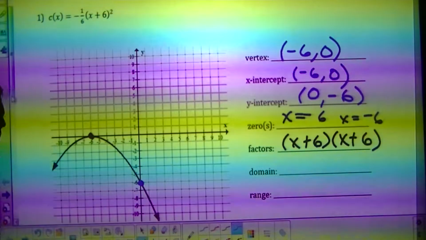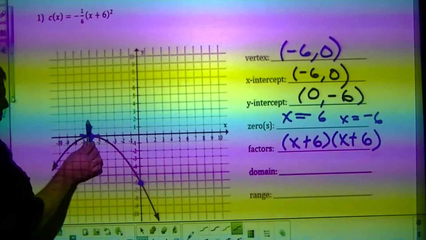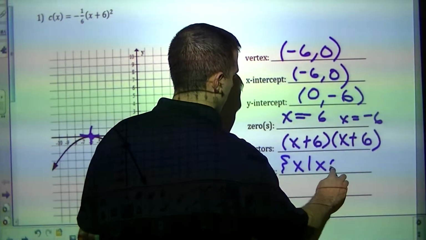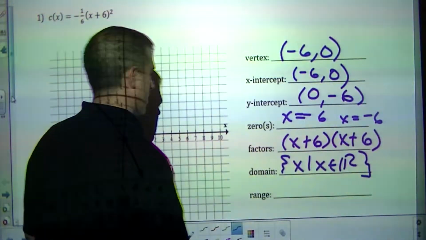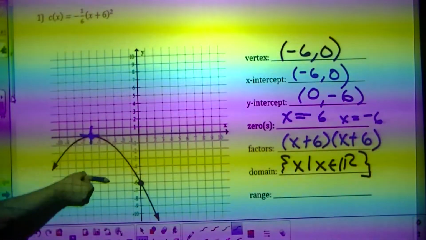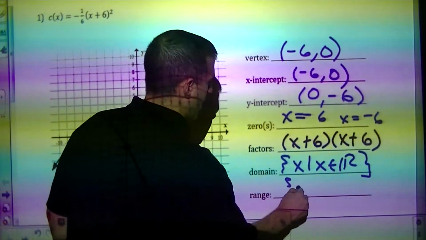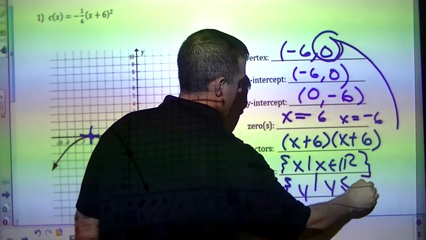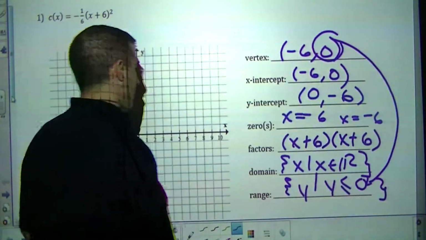Okay? The domain, what you do is you go to the vertex. It's to the right and left, so that's going to be all real numbers. Okay? The range, everything is below that, so that's going to be y is less than or equal to, and I use this y coordinate, so that's going to be 0. Okay, and that's number 1.